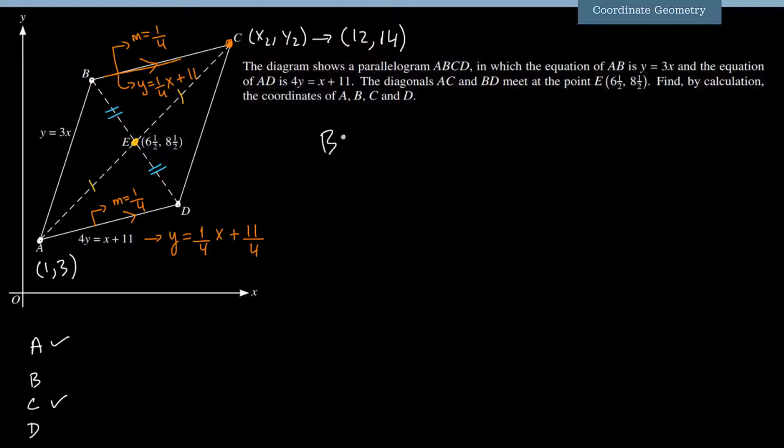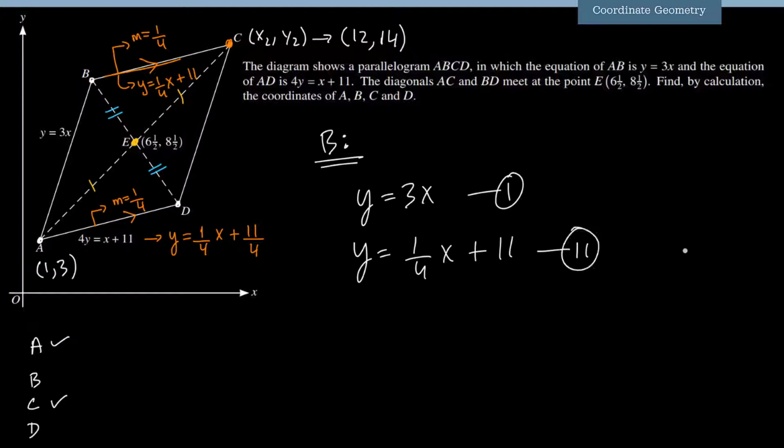Now for the coordinates of point B, I'll need to solve the equation of this line and the equation of this line simultaneously. The equation of line AB is y is equal to 3x. Let's say this is equation 1, and the equation of line BC is y is equal to 1 upon 4x plus 11. This is equation 2. Now I'll equate these two and I'll get 3x is equal to 1 upon 4x plus 11. Subtracting 1 upon 4x on both sides would give me 3x minus 1 upon 4x is equal to 11. 3x minus 1 upon 4x is 11 upon 4x, which is equal to 11.